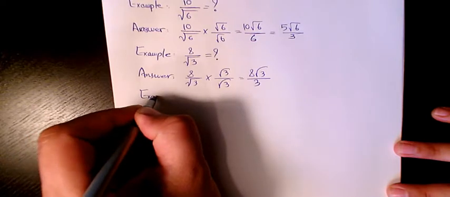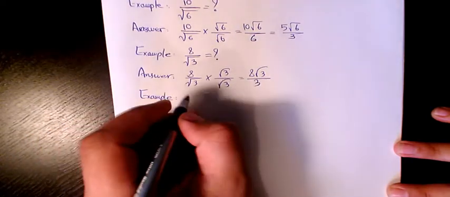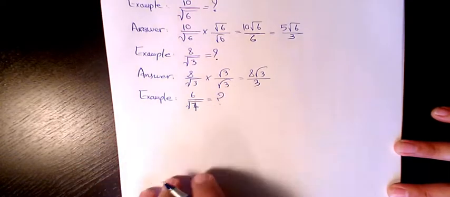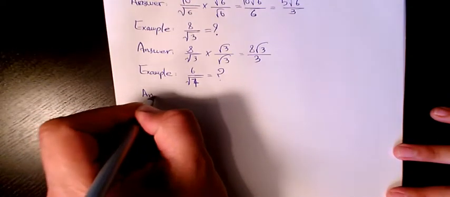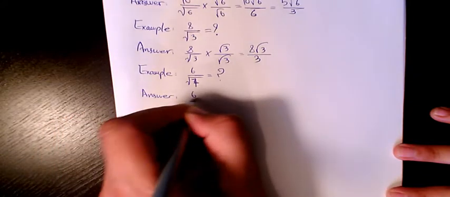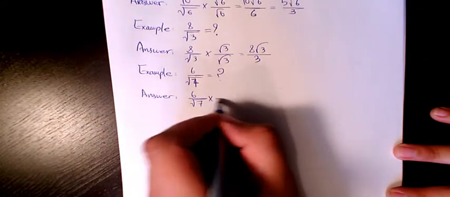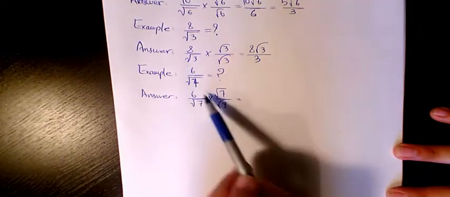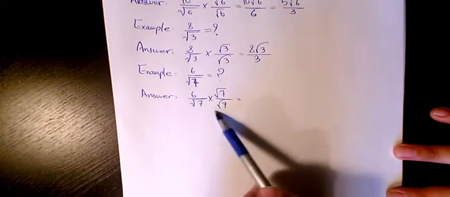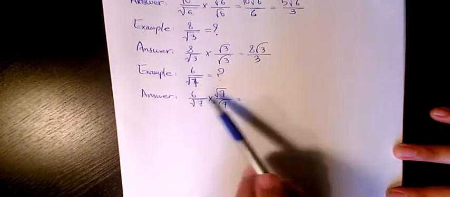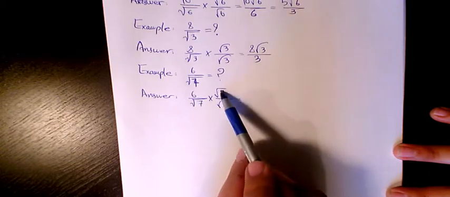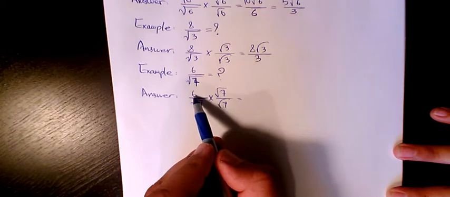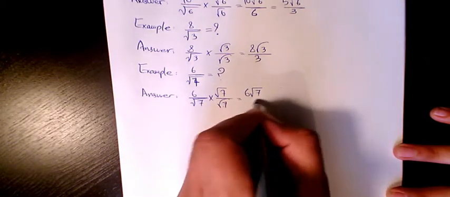Next example is 6 over root 7. Answer is 6 over root 7. If we multiply it by root 7 and divide it by root 7, basically the ratio has to be 1, otherwise we change the equation. So that's why the numerator and denominator must be the same in order to make it 1. So we have 6 root 7 divided by 7.